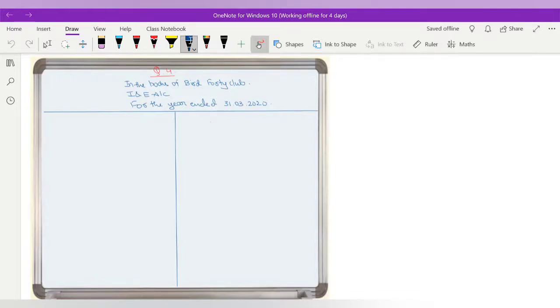Outstanding subscription for the year ended 31st March 2020. That means current year outstanding, it is to be added. Outstanding salary and wages 40,000 for the year ended 31st March 2020. Again current year outstanding added. Depreciate sports equipment by 25% for the year ended 31st March 2020. So on the payment side, sports equipments purchased 3,42,000 is there, no? It is a capital expenditure. On that we have to charge the depreciation at 25%.